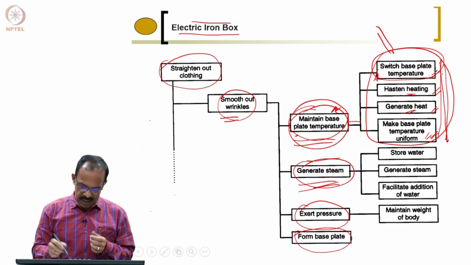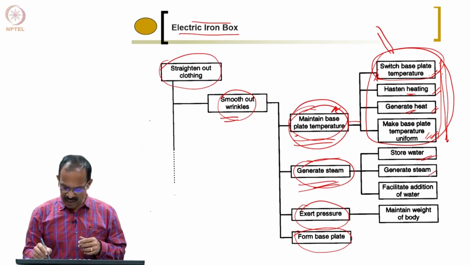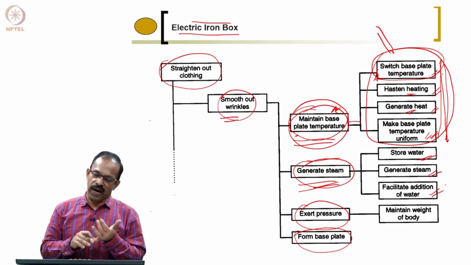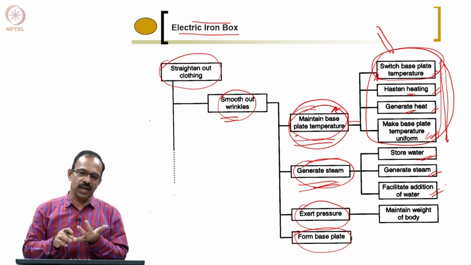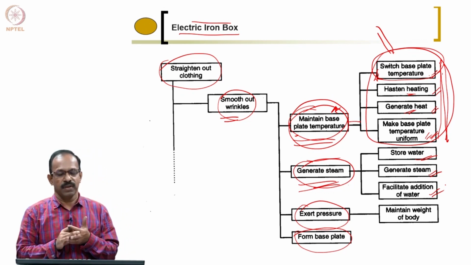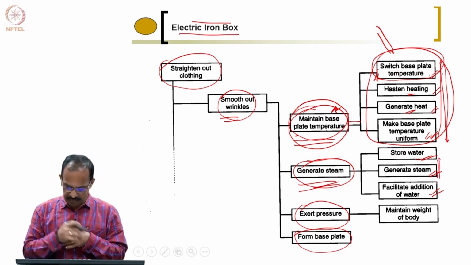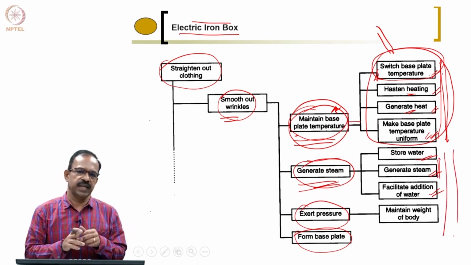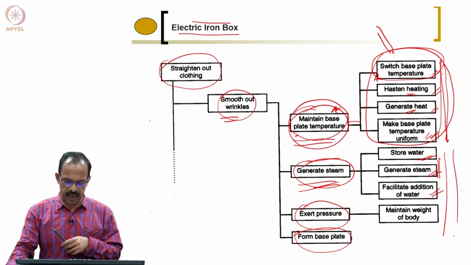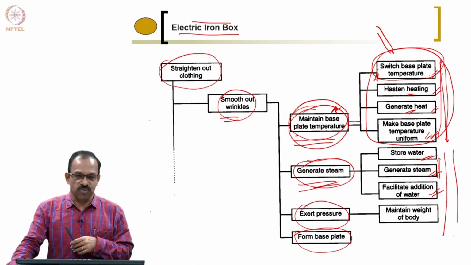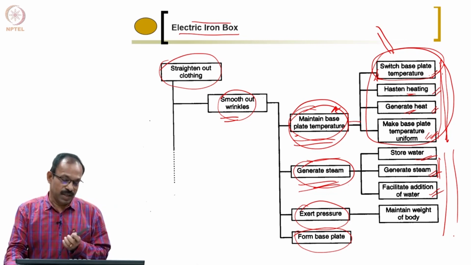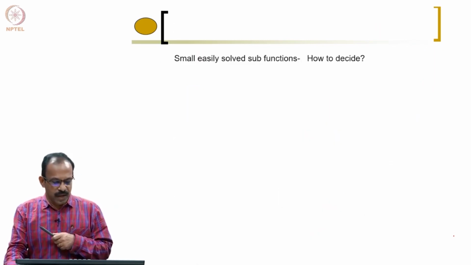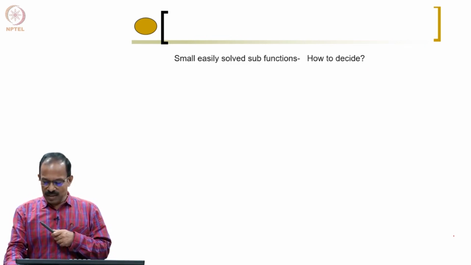Similarly, to generate steam, what are the things you need? You need to store the water, you need to generate steam, you need to facilitate addition of water. So, you have to add water, you have to store water, and you have to convert that into steam. These are the requirements of generate steam. Okay. So, this is the way how you will look at the functional decomposition and create a function tree for a product. Okay, so that is about the first method we discussed.